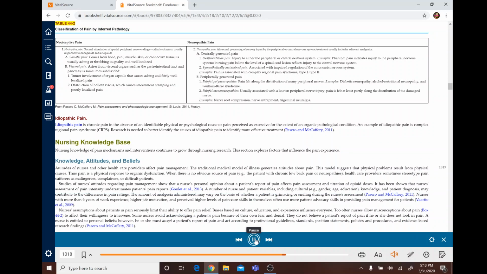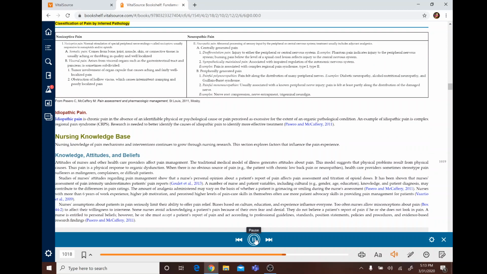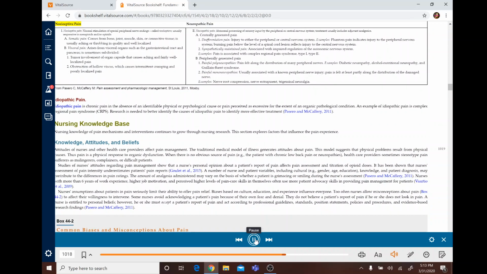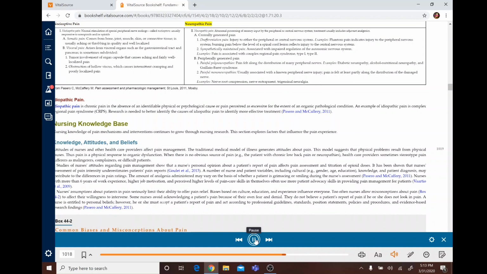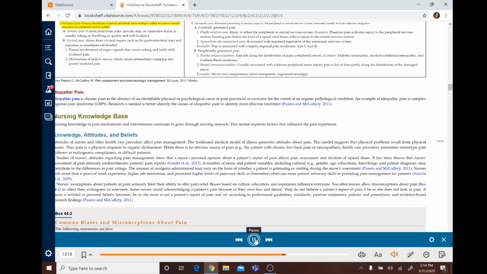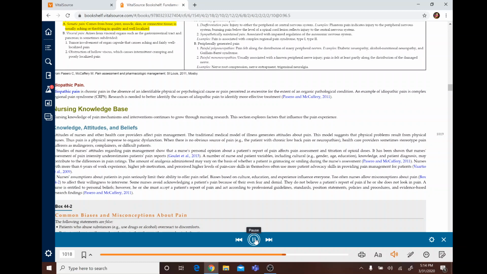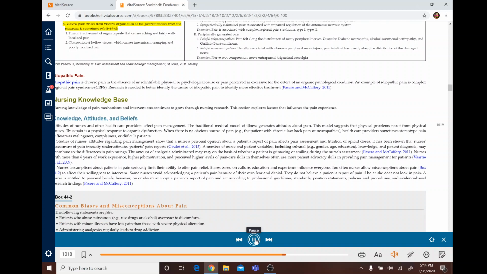Table 44-2. Classification of pain by inferred pathology. Nociceptive pain. Neuropathic pain. Nociceptive pain, normal stimulation of special peripheral nerve endings called nociceptors, usually responsive to non-opioids and/or opioids. Somatic pain, comes from bone, joint, muscle, skin, or connective tissue, is usually aching or throbbing in quality and well localized. Visceral pain, arises from visceral organs such as the gastrointestinal tract and pancreas, is sometimes subdivided.